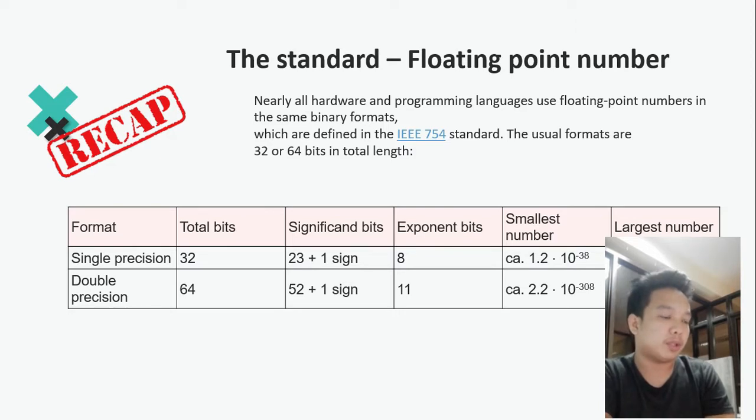Most computer systems nowadays use double precision, which is equal to 64 bits, and significand bits of 52 plus 1, which is the sign, exponent bits which is 11, which has the smallest number of 2.2 by 10 raised to negative 308, and the largest number, which equals 1.8 by 10 raised to 308.